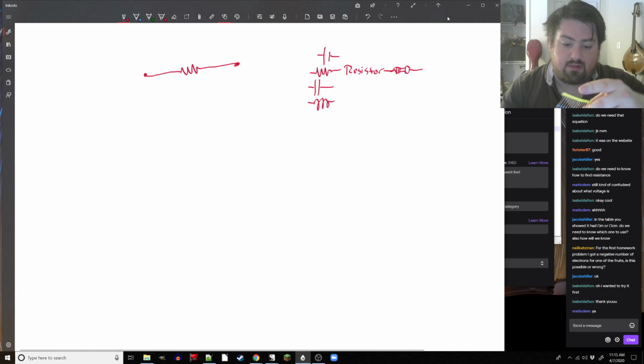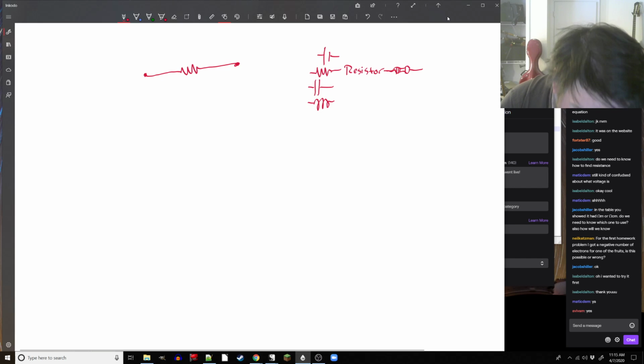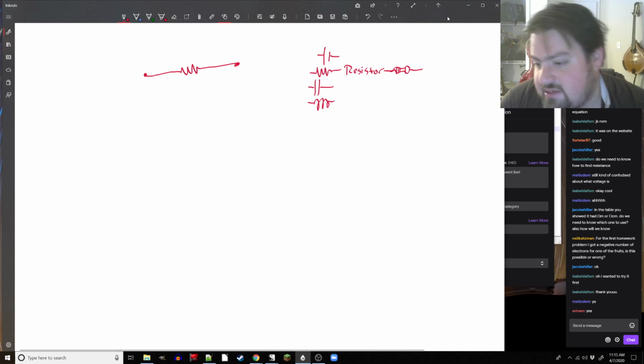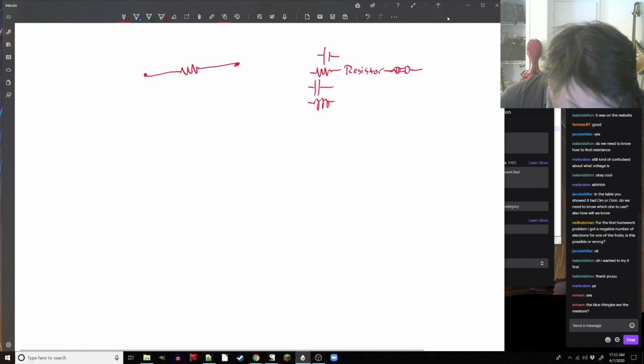Yeah. So the colored stripes are actually like a little code that tells you what the resistance of each resistor is and the error on that. So there's manufacturing errors based on the manufacturing process. So it might be a little bit more, a little bit less than 27 ohms. I don't actually remember how accurate these ones are.